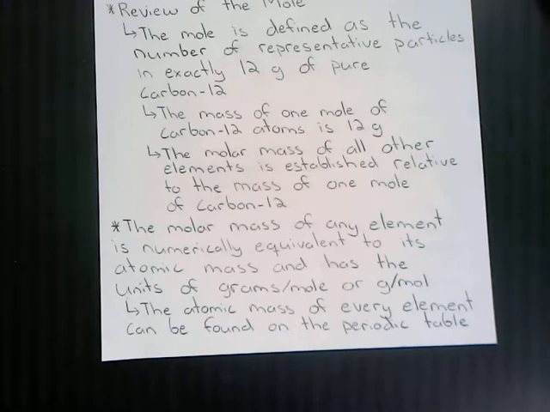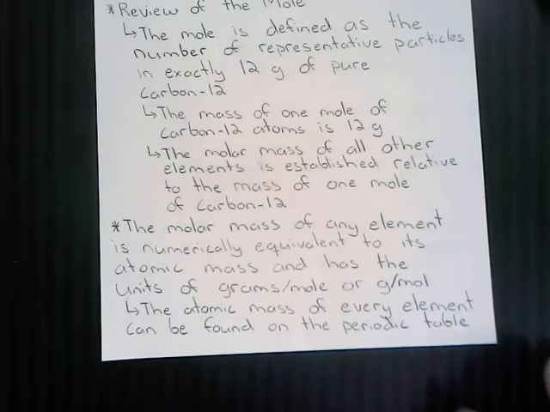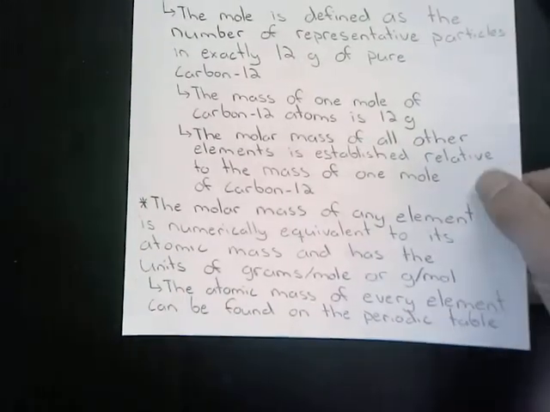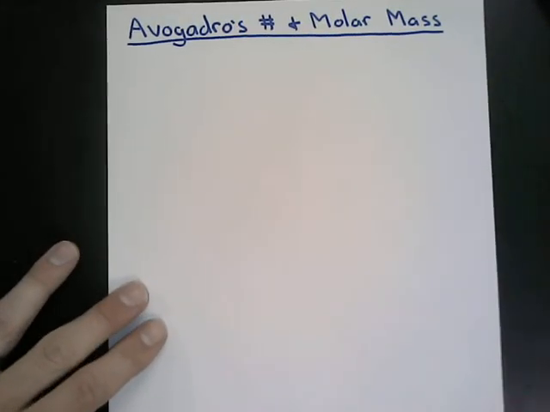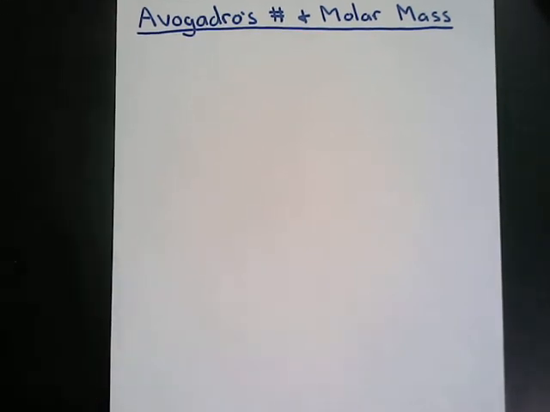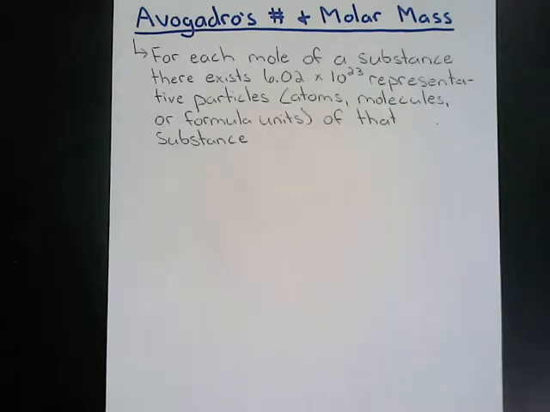And what we can do with this business of molar mass is we can tie it back to what we have already talked about, and that is Avogadro's number. Okay, so with Avogadro's number and the molar mass, the way we tie it together is by this statement here. For each mole of a substance, there exist 6.02 times 10 to the 23rd representative particles, which stands for atoms, molecules, or formula units of that particular substance. So to help us understand this, let's go through some examples.